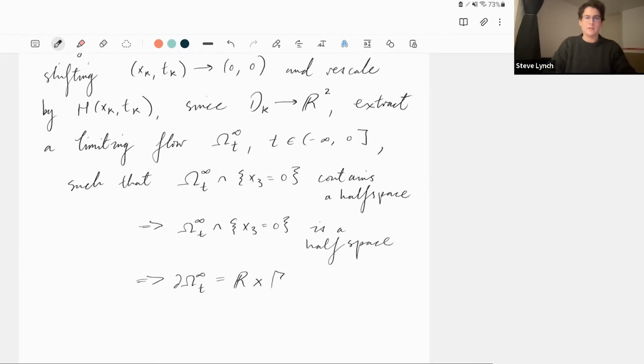And since we're in dimension 2, the other thing that you get is just a solution of curve shortening flow. Okay, but this object only has one non-zero principal curvature. So its scalar curvature vanishes identically. Okay, which is exactly what we wanted to show.